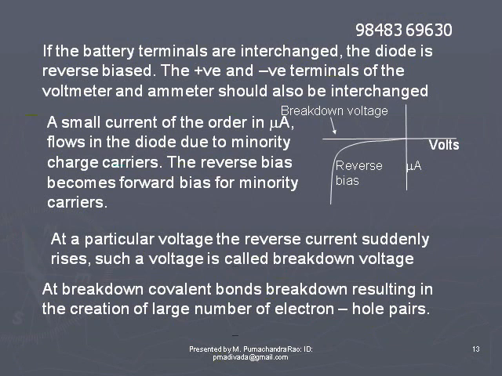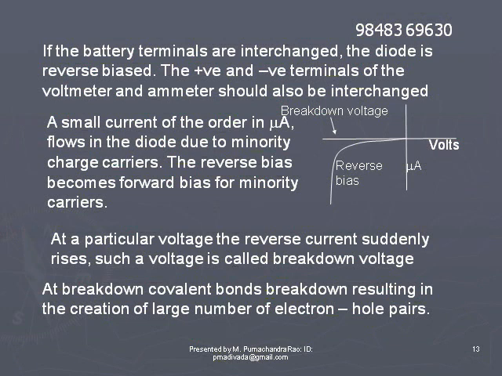As this voltage is increased, the reverse bias current will also increase. At a particular voltage, the reverse current suddenly rises to a high value. Such a voltage is called the breakdown voltage. At a particular voltage, in the reverse bias also, a large current flows in the diode. Such a voltage is known as the breakdown voltage.